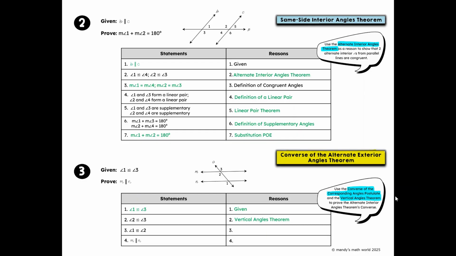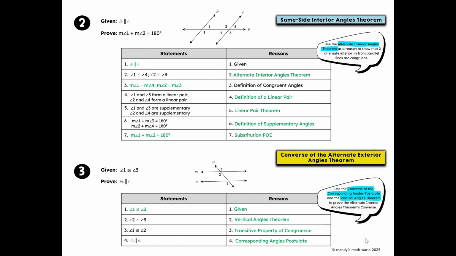Then I've got angle 1 is congruent to angle 2. Well, how do I get that? If up here I'm given angle 1 is congruent to angle 3, and I know angle 2 is congruent to angle 3, so I know angle 1 is congruent to angle 2 by the transitive property of congruence, right? These two angles are congruent to the same angle, so they are congruent to each other. Then I can conclude that M is parallel to N by the what? Converse of the corresponding angles postulate.